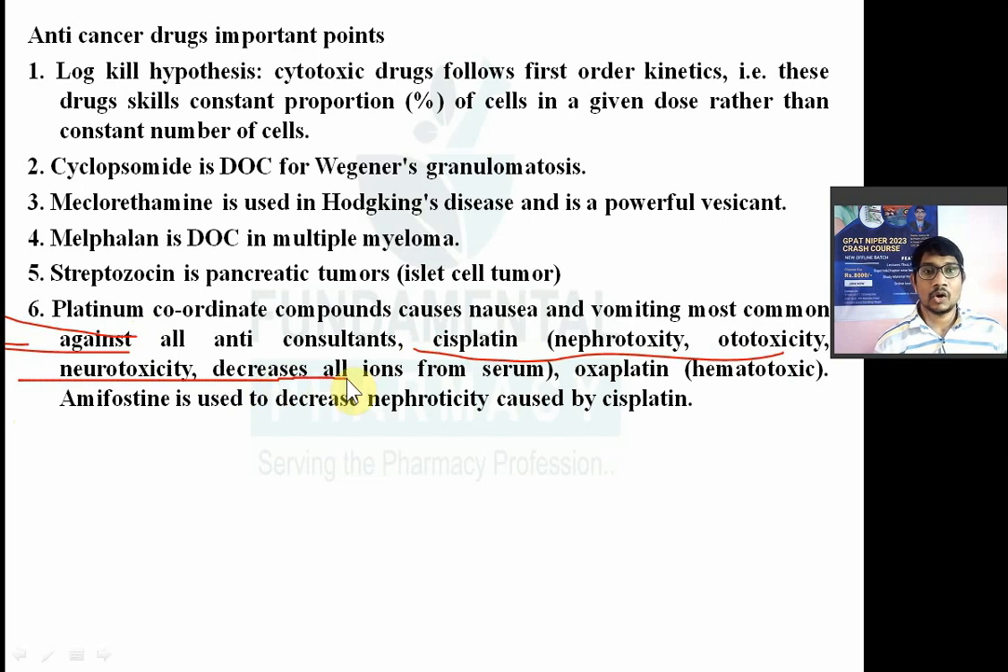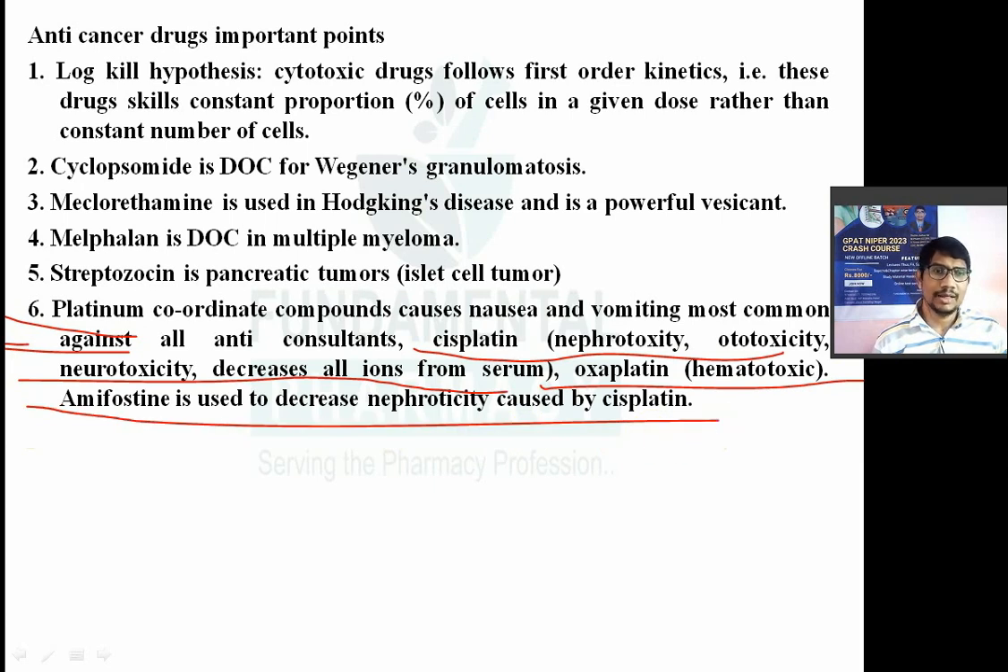Okay, they can also cause, so out of that, cisplatin can cause nephrotoxicity, ototoxicity, and neurotoxicity, and they can decrease all ions from the serum. जैसे सोडियम आयन कम कर देगा, पोटेशियम कम कर देगा, कैल्शियम कम कर देगा, फॉस्फेट कम कर देगा. So hyponatremia, hypokalemia, hypophosphatemia, hypocalcemia, right? Then oxaliplatin is hematotoxic. Oxaliplatin को nephrotoxicity और ototoxicity कम है, neurotoxicity कम है, लेकिन hematotoxic है. So in case of nephrotoxicity caused by cisplatin, amifostine is a drug used to prevent it. You have to remember.